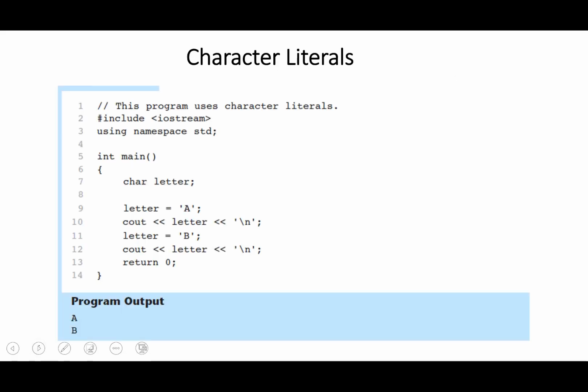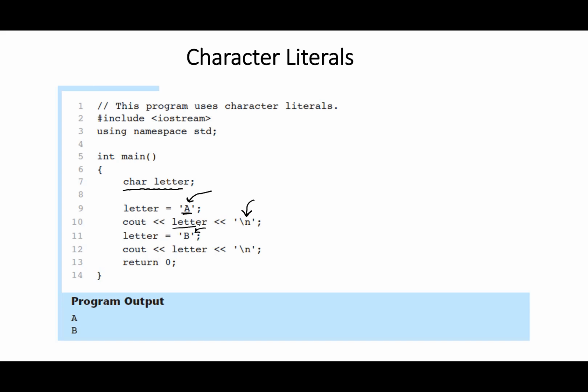Now let's look at some character literals. We've already seen that a literal is something that's hard-coded into the program. So this A is a character literal, this \n, this B. So these are character literals. What we're doing here is declaring a character called letter, and then storing A, literally the ASCII code for A, to letter, and then we're printing out letter.